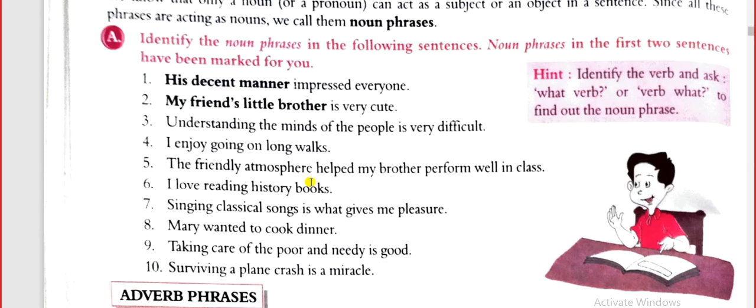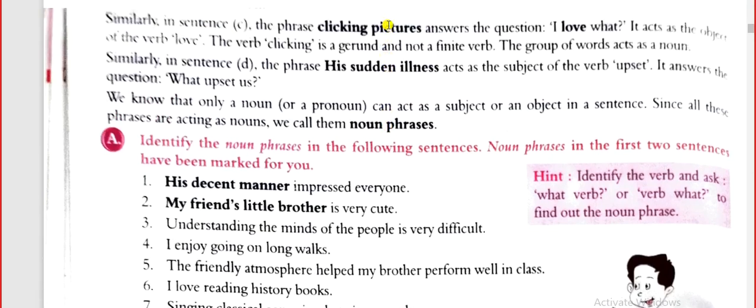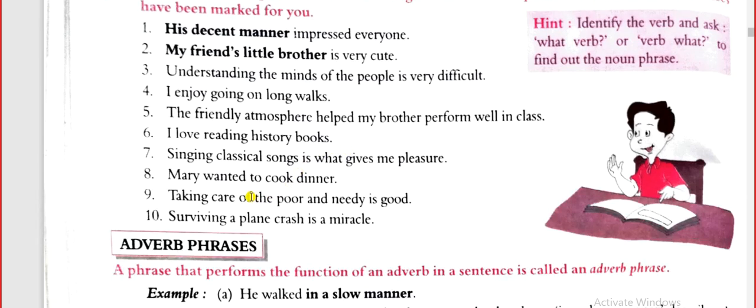What is your doubt? Ma'am, in noun phrases. I could not hear it properly. What are you saying? Rachel, say again. Ma'am, Rachel is asking that he has a doubt in the ninth question. Ninth question, ma'am. Noun phrases.